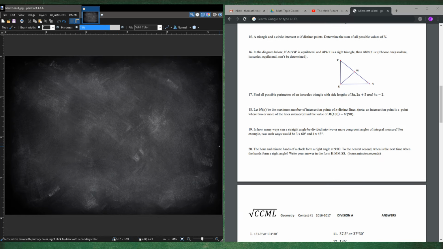Find all possible perimeters of an isosceles triangle with side lengths 3a plus 2, a plus 5, and 3a minus 2.